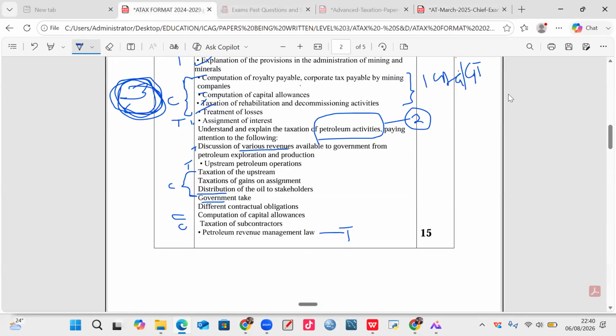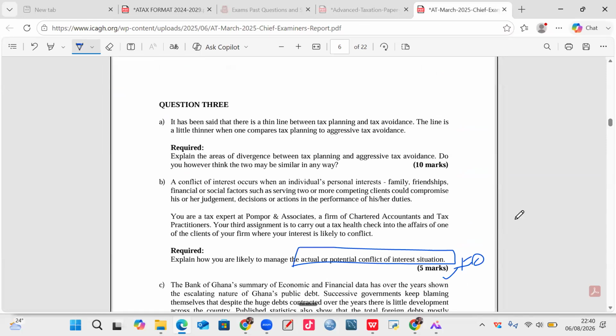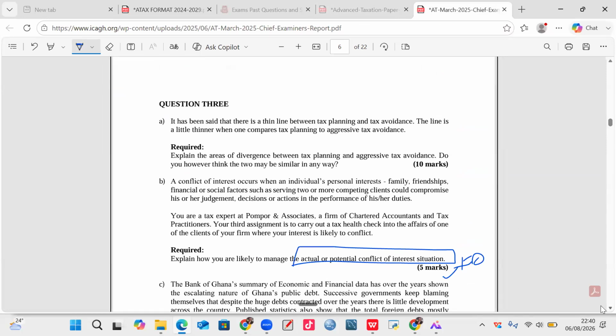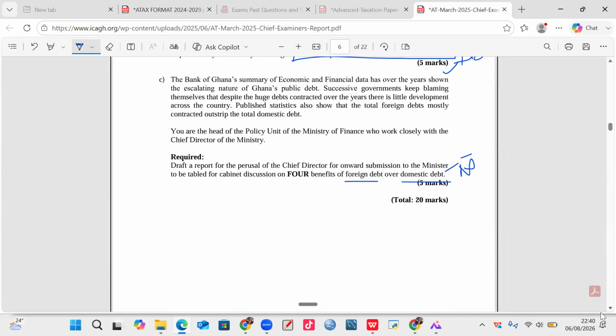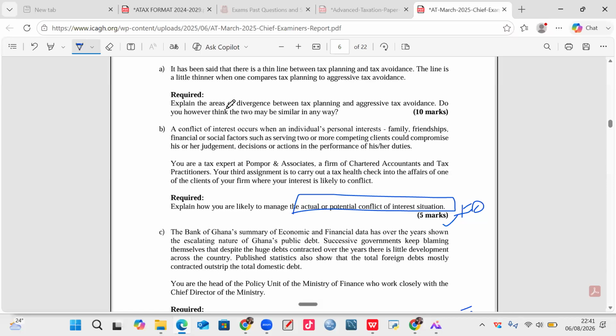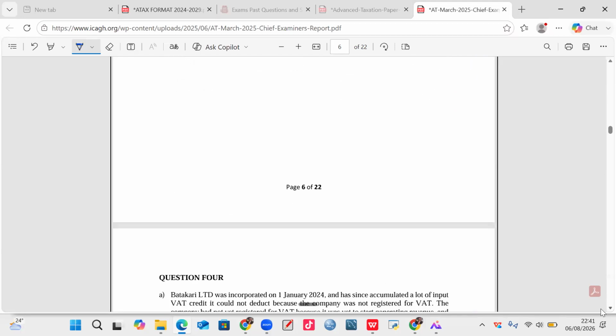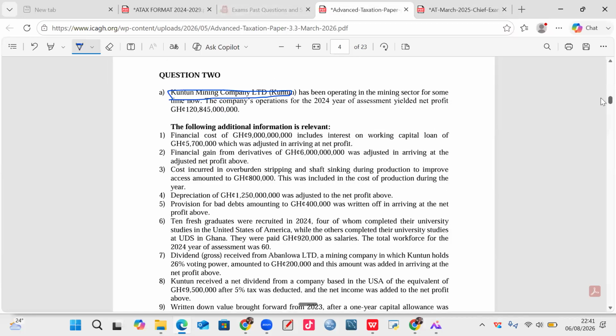Question 3, what areas do they ask the question on? Let's see. They have tax planning, good. Tax planning and fiscal policy. So tax planning, potential conflict of interest, right? And foreign debts over domestic debt, fiscal policy. Okay. So that's how the questions are structured. This is also 10 marks. Explain the areas of divergence between tax planning and aggressive tax avoidance. So all these 2 might be tax planning. The last one, fiscal policy, the debt one. Very good. So the tax plan, they could be computational, they could be theories. Then this is the issue, again, which students will face.